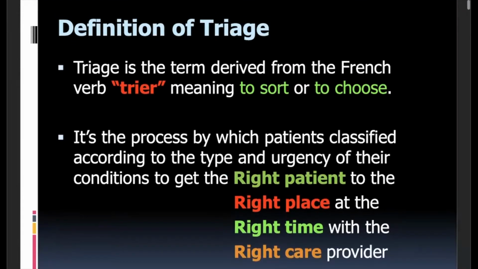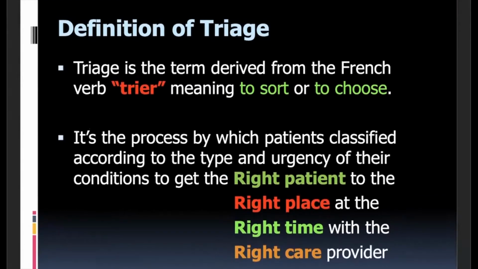Now, if we say triage, it has something to do with this French word, trier. It means to sort or to choose. It's the process by which patients are classified according to the type and urgency of their conditions to get the right patient to the right place at the right time with the right care provider. With this definition alone, you already have an optimum understanding of what triage is all about.